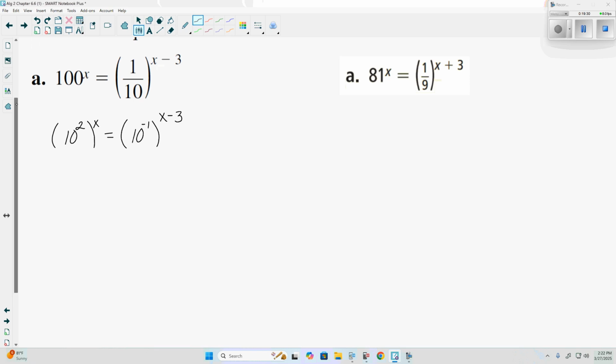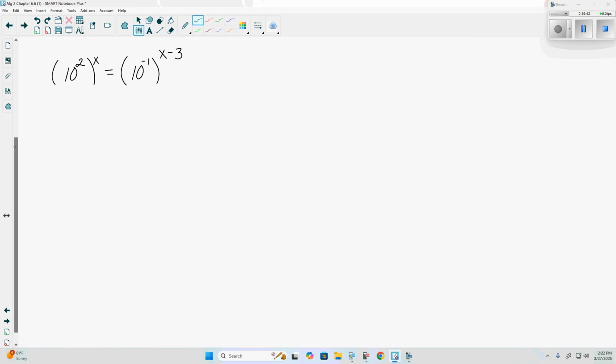So now are the bases the same? Yeah. So these here, even though the bases did not start out the same, if we can get them to be the same, then the exponents are going to have to be the same as well. Now before we set the exponents equal to each other, it might be nice to rewrite or simplify them a little bit. Powers of powers, multiply.